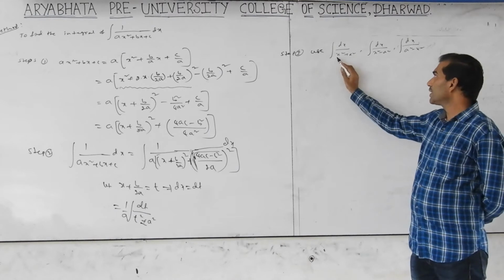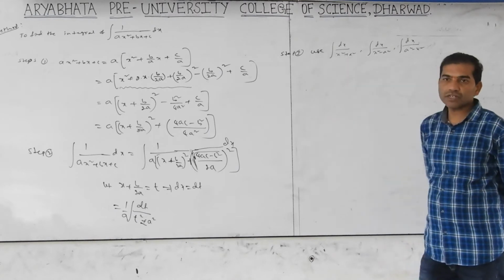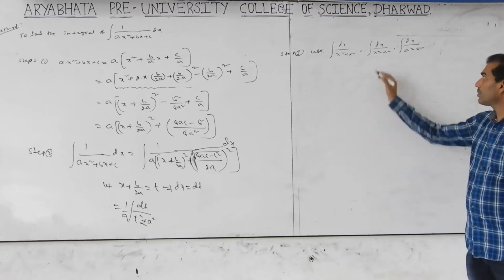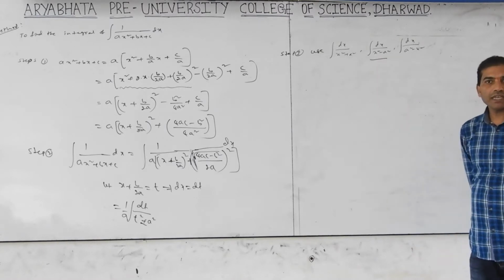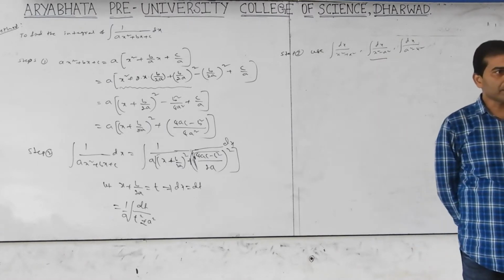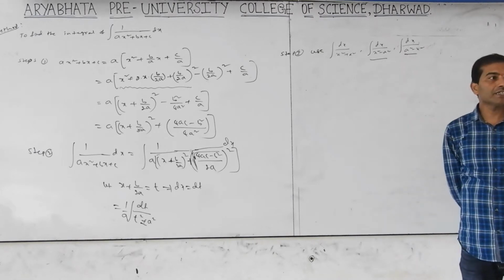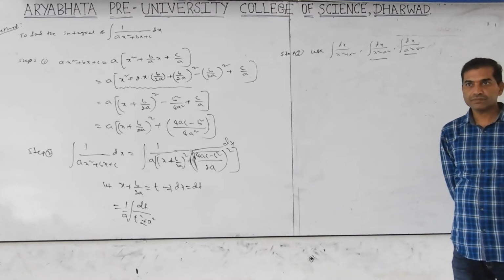What is the formula of this? Integration of dx by x square plus a square equals 1 by a tan inverse of x by a. What about this? 1 by 2a log of x minus a by x plus a, plus c. This one, 1 by 2a log of a plus x by a minus x.